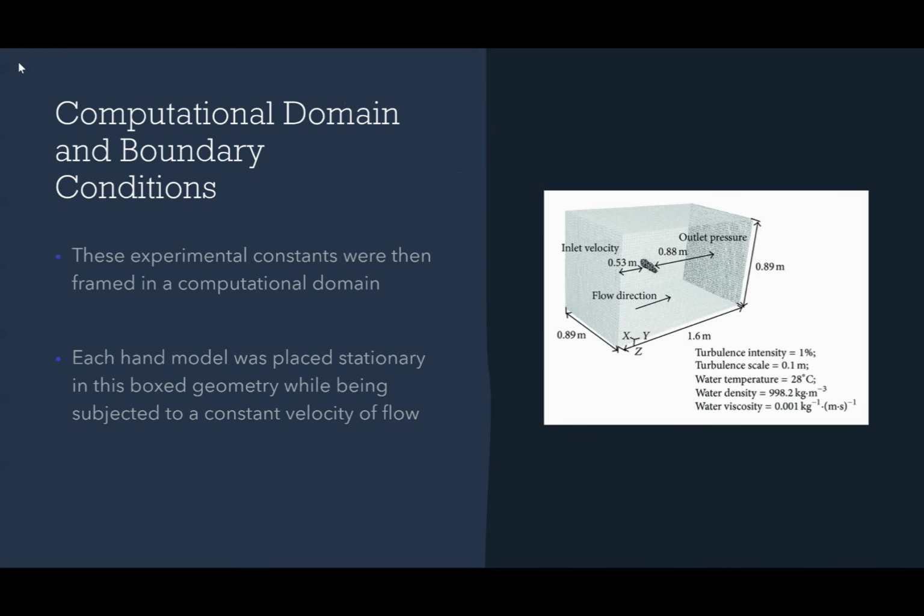The computational domain was then set up in ANSYS to generate meshing and fluid properties. The experimental constants were then used to frame each hand model in the domain for simulation. The flow velocity was then set to a constant speed for each hand position framed. The boundary conditions include a turbulence intensity of 1%, a turbulence scale of 0.1 meters, the temperature of 28 degrees Celsius, a water density value of 998.2, and a water viscosity level of 0.001.